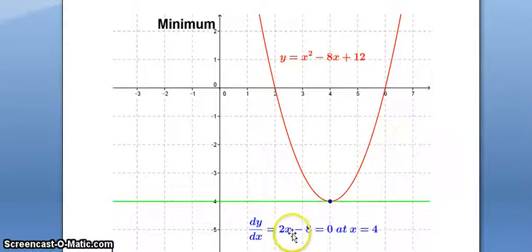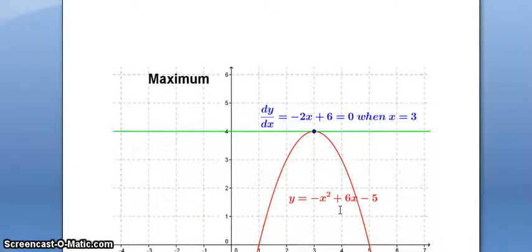So here dy/dx is 2x minus 8, and it equals 0 at x equal to 4, and x equal to 4 gives us our minimum. Similarly, dy/dx is minus 2x plus 6, and that equals 0 when x equals 3 for our maximum.